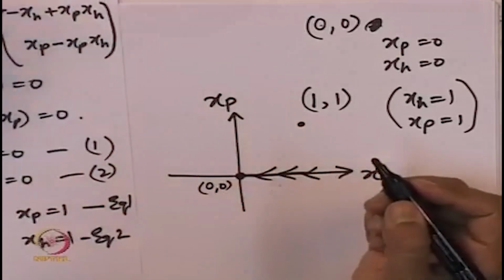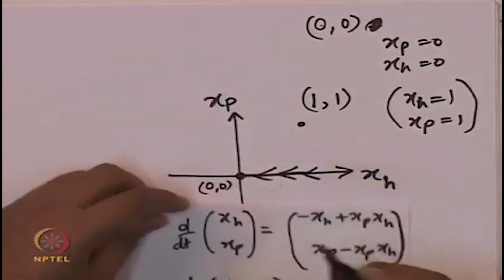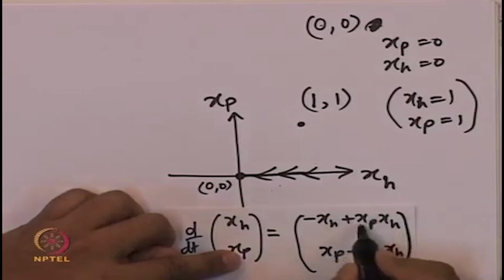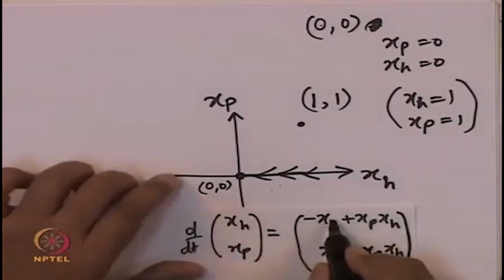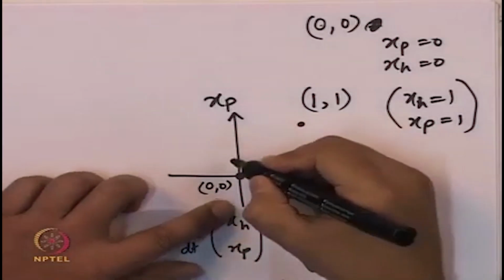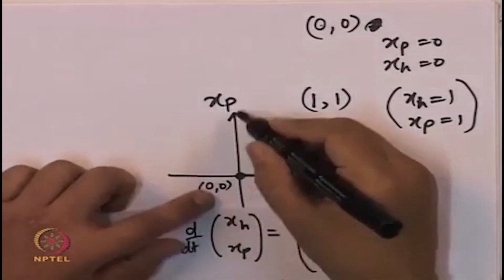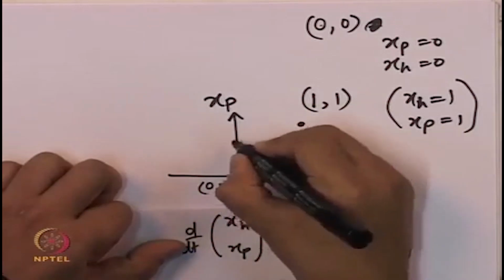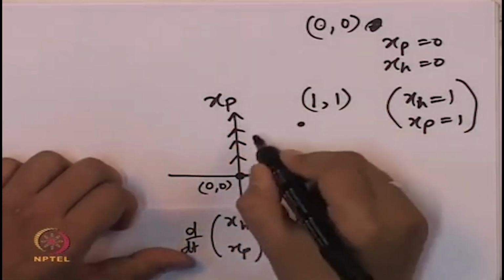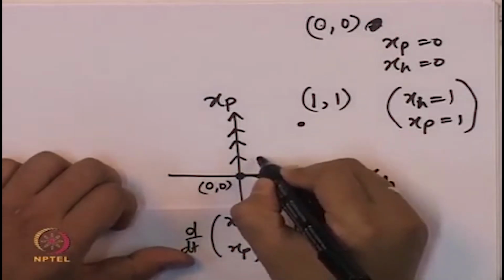Our dynamical equation system says that if xp is equal to 0, which means that the second term is always equal to 0, and if you put xp equal to 0 here, then xh is just decreasing. That is why we have drawn these arrows. And if xh were equal to 0, so this is sitting on the xp axis, then xp just goes on increasing. This is how the arrows look. But more generally, it is a combination of the two.